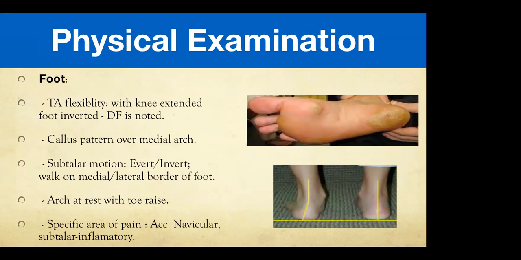When you check your foot, check for callosities, like you can see in the picture on the right, and whether the tendoachilles is flexible or not. Check with the knee extended and foot inverted so that the dorsiflexion is correctly noted. Check for callus pattern over the medial arch. Subtalar motion, whether it can evert or invert, can be checked. Check the arch at rest and with toe raise. When you raise the toes, the arch should be formed because of the windlass mechanism of the plantar fascia. And check for any specific areas of pain on the accessory navicular or subtalar inflammatory joint.